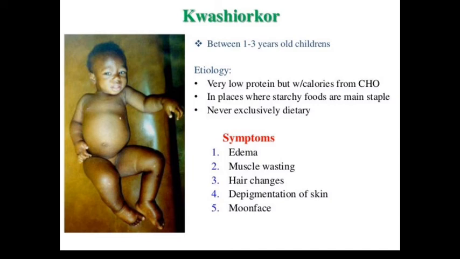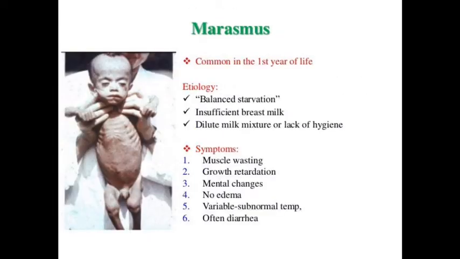The symptoms of the disease include edema, muscle wasting, hair changes, depigmentation of skin, and moon face. The next one, which is also a manifestation of low protein intake in diet, is marasmus. It commonly occurs in the first year of life.